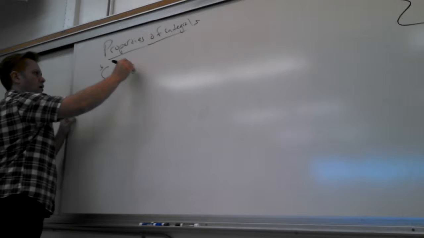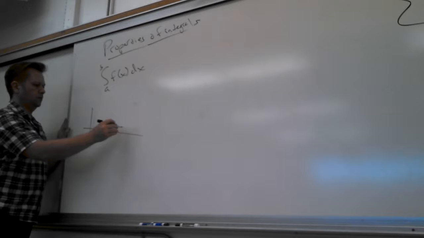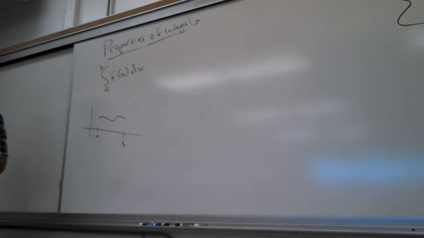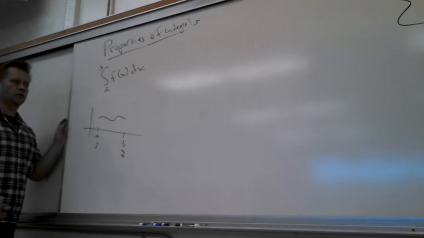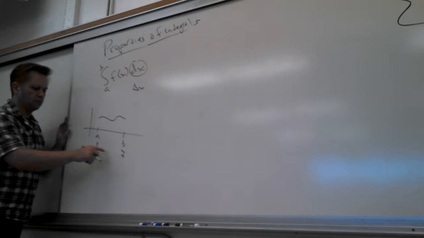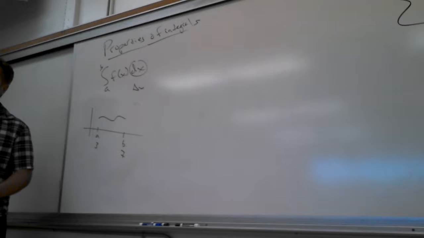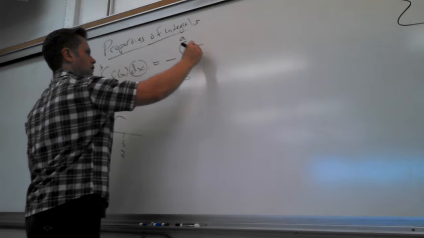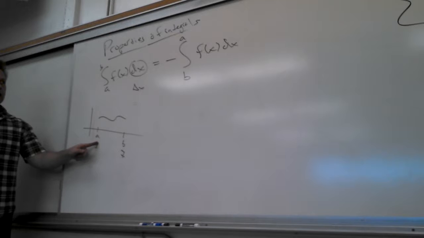So if I see the area from A to B, think about it. It makes sense. If A was 3 and B is 7, then the width would be 7 minus 3 over n. That would be 4 over n, right? So why does it make sense that this is equal to negative the integral from B to A? Why does that just make sense? Because if I go from B to A, it's still 4 over n.